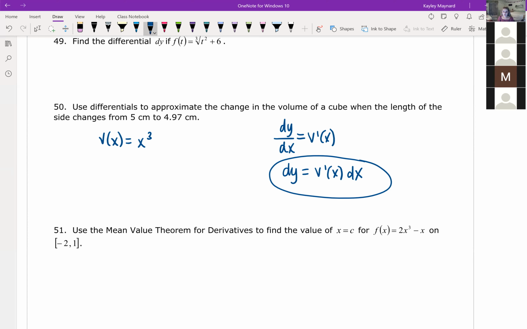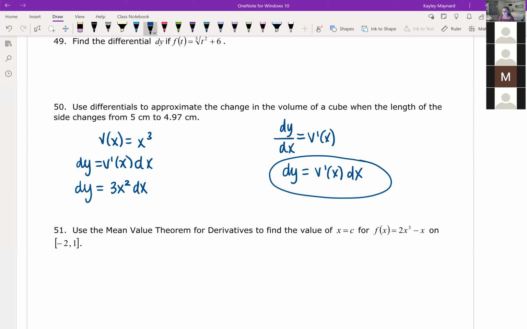So let's go ahead and use that. So dy equals V prime of x dx. Let's plug in what we have. V of x in our case is x cubed, so V prime of x would be 3x squared. So we have dy equals 3x squared dx.